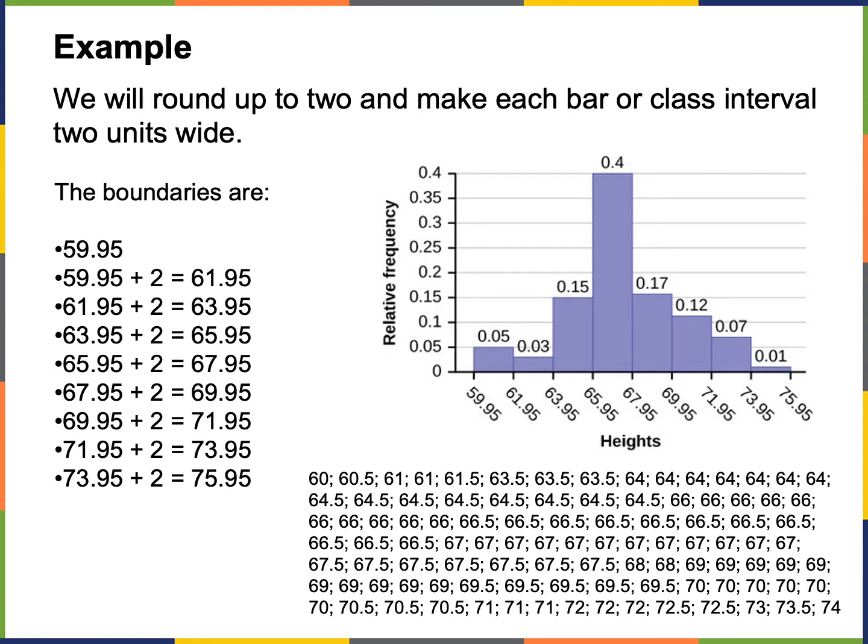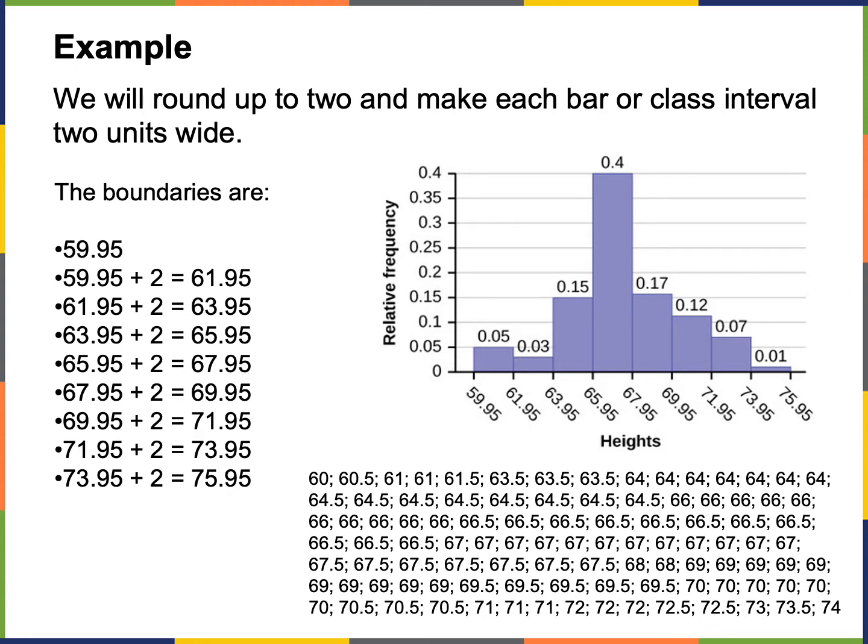So this here is the relative frequency of each one, meaning that 5% of the data is between 59.95 and 61.95. Okay, so let's think about that. 5% means 5 numbers need to be within this range. So you have 60, 60.5, 61, 61, 61.5. Exactly 5 numbers, so 5%, right? And then how many fall in this bar? Well, this is 3%, so there should be 3 of these, right?